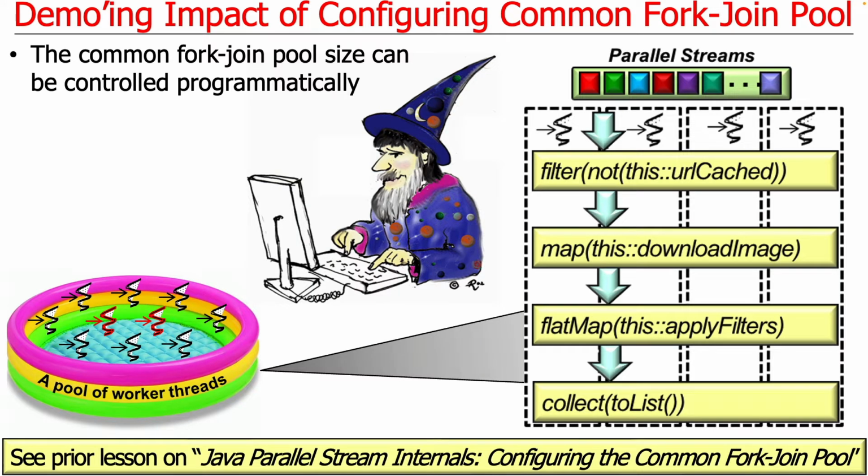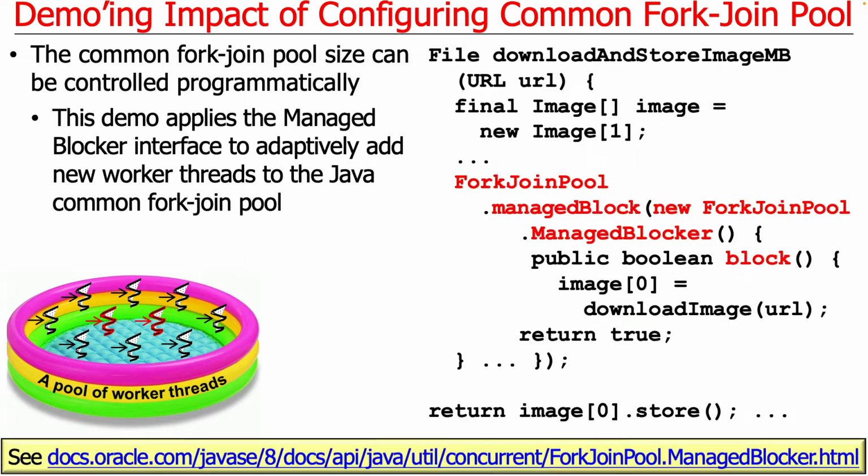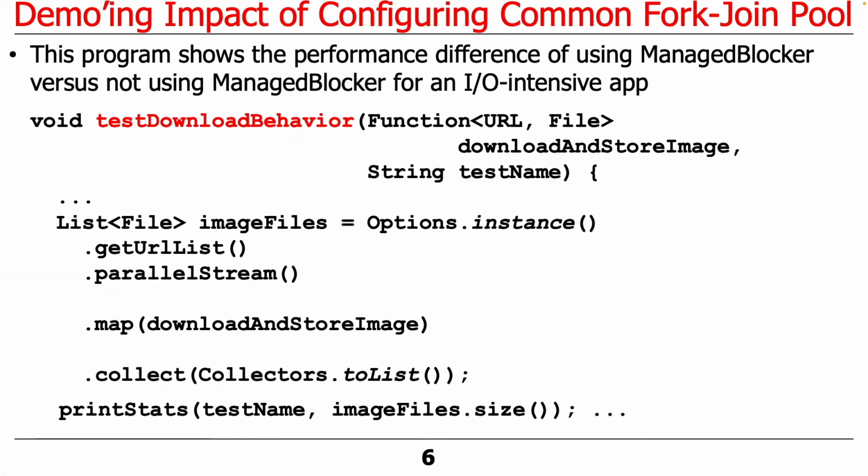We talked about a couple of different ways you can control the common fork join pool size in a previous lesson. This particular example is going to show how to do it by using the ManagedBlocker interface. ManagedBlocker is used in conjunction with a cool mechanism that's available in the common fork join pool that allows it to adaptively add new worker threads when the pool divines that blocking is going to be taking place. And we'll talk about how it divines that. It divines that with the help of a special hook method called block that's part of the ManagedBlocker interface. So here is the snippet of code we're going to look at.